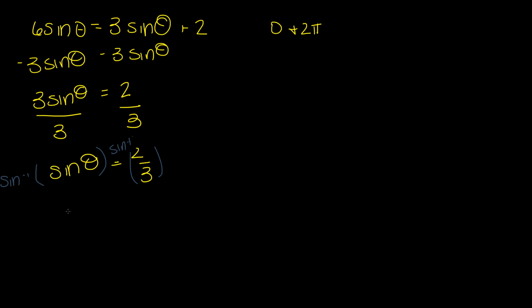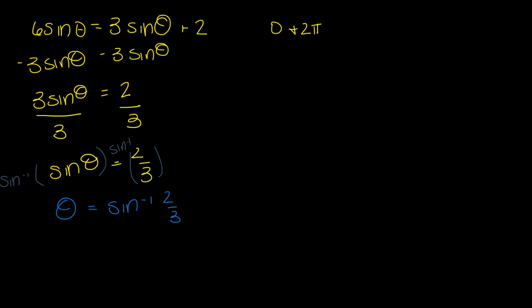So I'm sorry if you cannot see that color blue, but I'm using the inverse sine and taking the inverse sine of each side. Inverses undo the actual function, so we're left with just theta is equal to the inverse sine of 2/3.